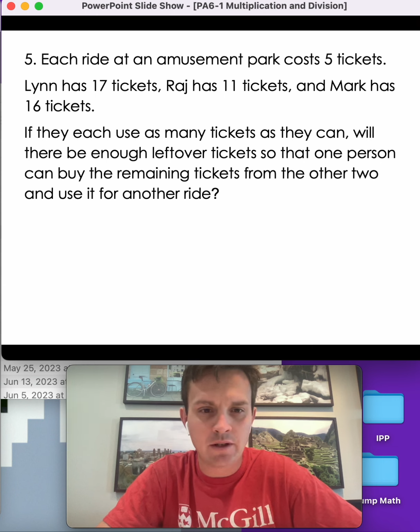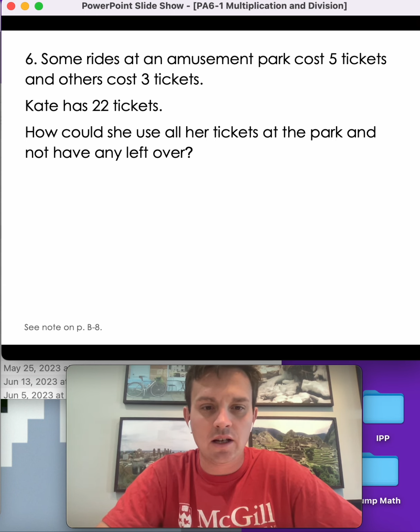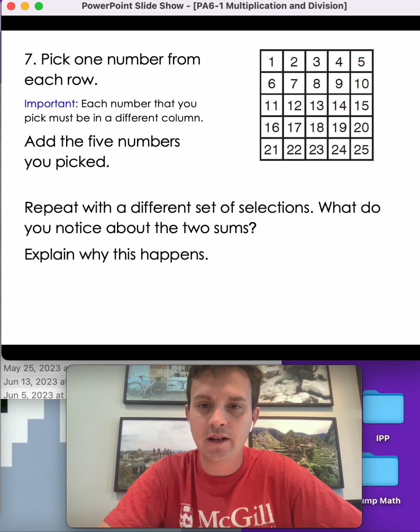If you have trouble with that one, you can make a table with the headings: number of 5-ticket rides, number of 3-ticket rides, and total number of tickets used. She can go on 2 5-ticket rides and 4 3-ticket rides.